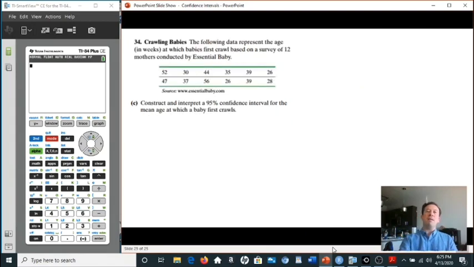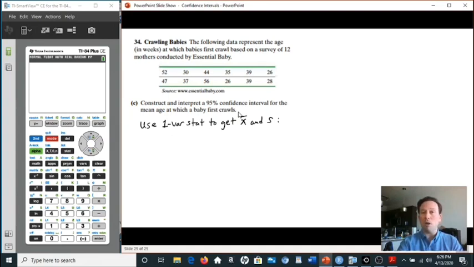And now our final example, crawling babies. So we have a sample of 12 mothers here, who were asked the age in weeks at which babies first crawled. So we have 12 different babies' times in weeks when they first crawled. We want to construct and interpret a 95% confidence interval for the mean age at which a baby crawls. All right, so how are we going to do this? We're going to have to plug these numbers into our calculator to get some statistics, because the only thing that's given are 12 numbers.